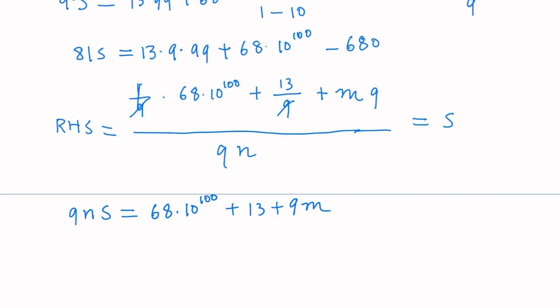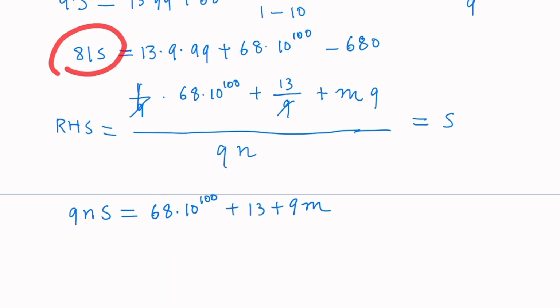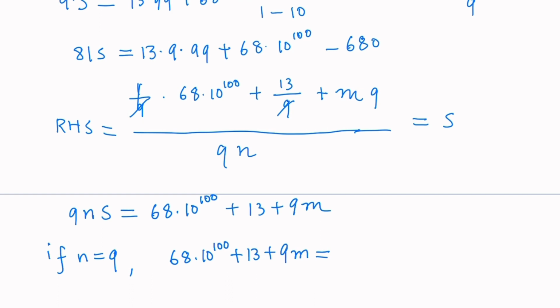Here, of course, we want to compare these two equations, this one versus this one. The terms don't match, so maybe you want to make them equal to each other. In other words, maybe n would equal 9. So if n equals 9, the two terms would be equal. Then we can claim that 68 times 10 to the 100th power plus 13 plus 9m from the second equation would equal the other one. Let's write this first: 68 times 10 to the 100th power, plus 13 times 9 times 99 minus 680.